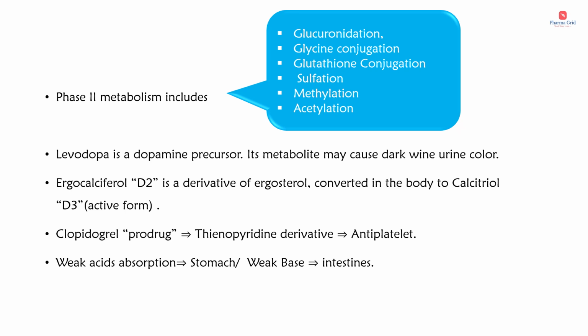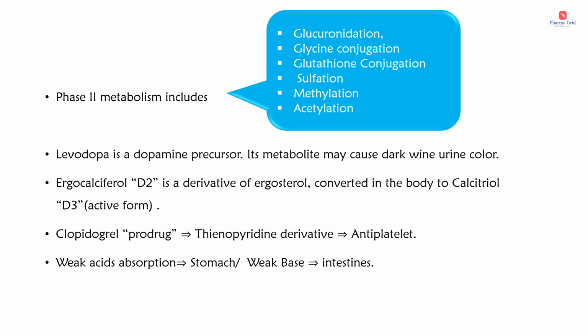Levodopa, which is a medication used for the management of Parkinsonism, is a dopamine precursor. Its metabolite may cause dark wine urine color. Next point is ergocalciferol, that is vitamin D2, is a derivative of ergosterol. This vitamin D2 or ergocalciferol is converted in the body to calcitriol or vitamin D3, which is the active form. Clopidogrel is a prodrug. It is a thienopyridine derivative used as an antiplatelet agent.